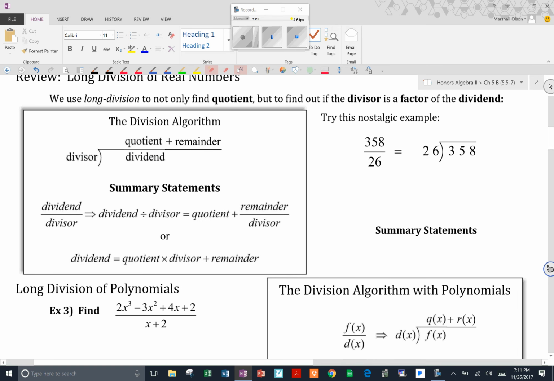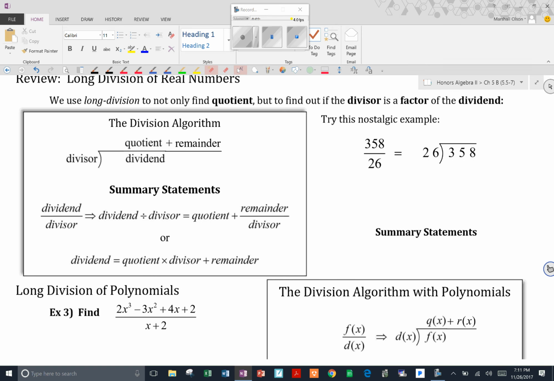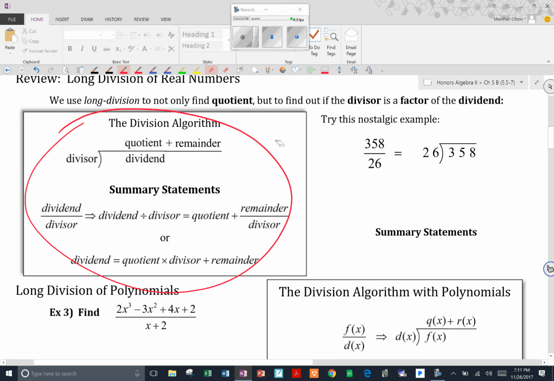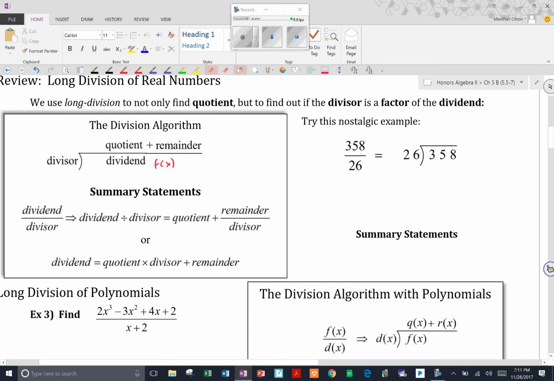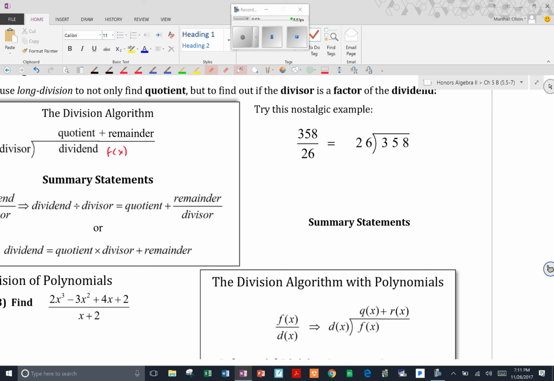A little long division. So we're going to divide polynomials by other polynomials. So kind of a reminder of how long division works. We have the dividend, which for us is going to be f of x. And we're going to divide by what's called a divisor, which is going to give us a quotient, and then we'll have a remainder as well. Okay, so here's a reminder of how we do this with numbers. Okay, little nostalgic example here. So 26 into 358. So here's how we'd write that as a fraction.